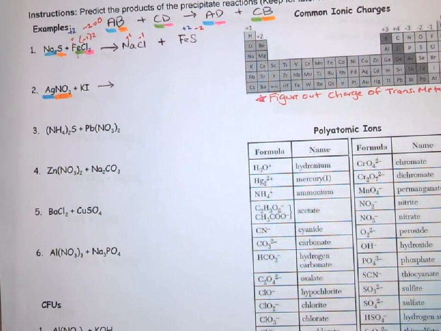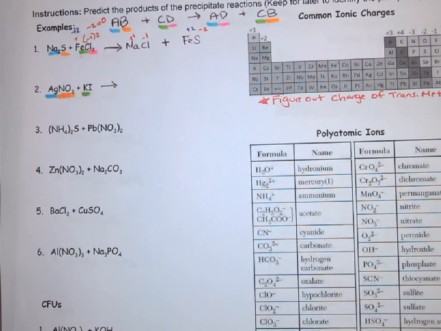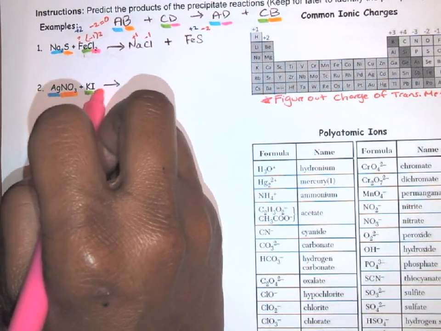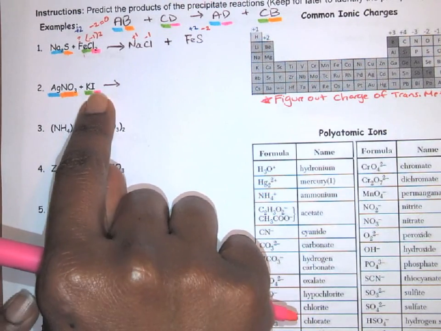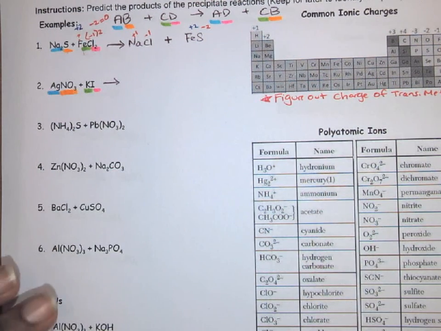The second one is K, potassium, and then we have iodine. I know these are two separate atoms because they both begin with a capital letter. So KI is not one element, they're two separate things because they each begin with a capital letter.